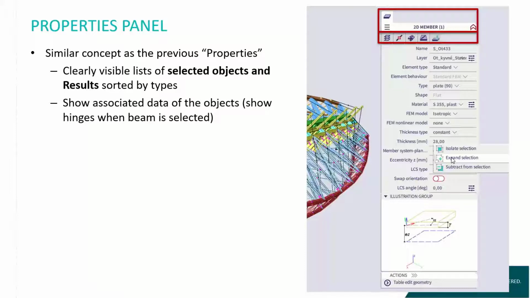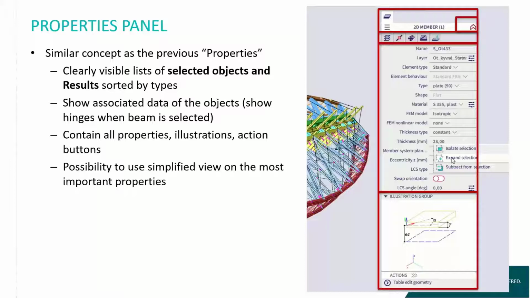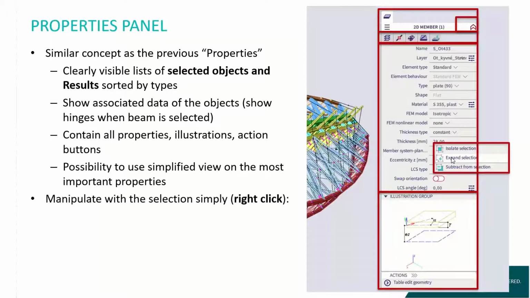Imagine what might have been clumsy in the old UI. Imagine that you would like to select all the beams and change their hinges, for example. Now you can just select the beams and edit the hinges right where you are. You don't need to even see the hinges in the 3D scene. I will show you in a few moments how that actually works. Of course, the properties panel, as the name implies, contains all the properties, illustrations, and action buttons.